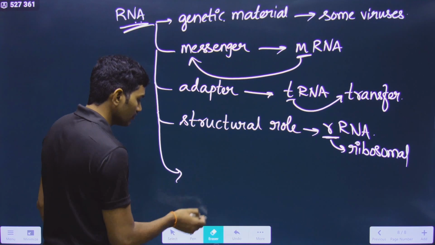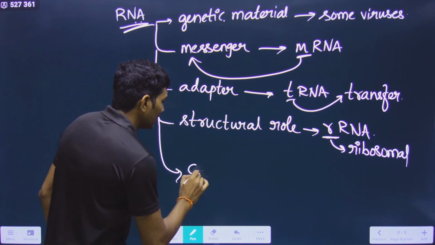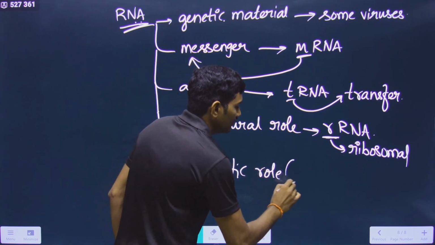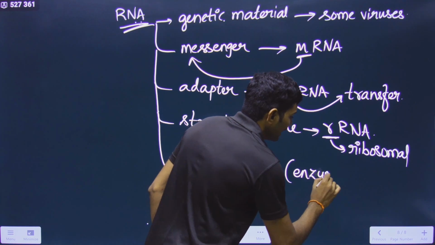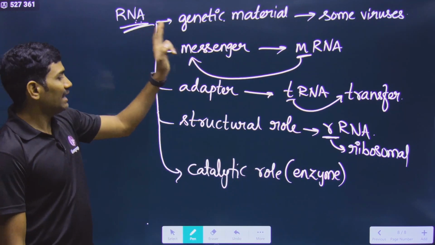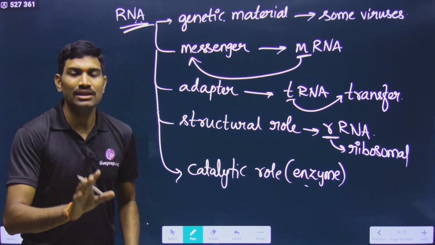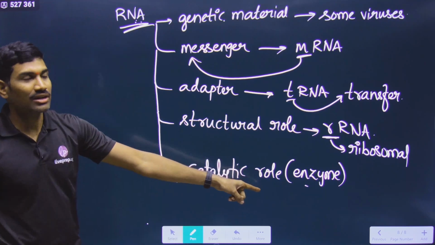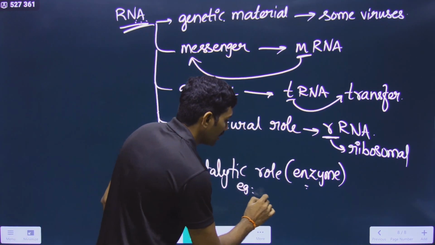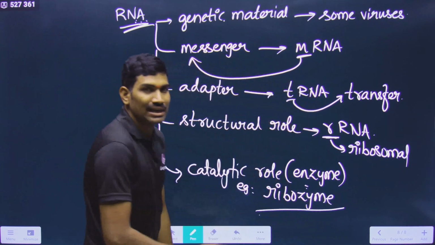Next one. Even some types of RNA, not all types, have a catalytic role. What is the meaning of catalytic role? That means they are acting as enzymes. So RNA is acting as an enzyme. Generally, who will act as enzymes? Proteins will act as enzymes. But here we are talking about RNA acting as an enzyme. If RNA acts as an enzyme, it is called a ribozyme.